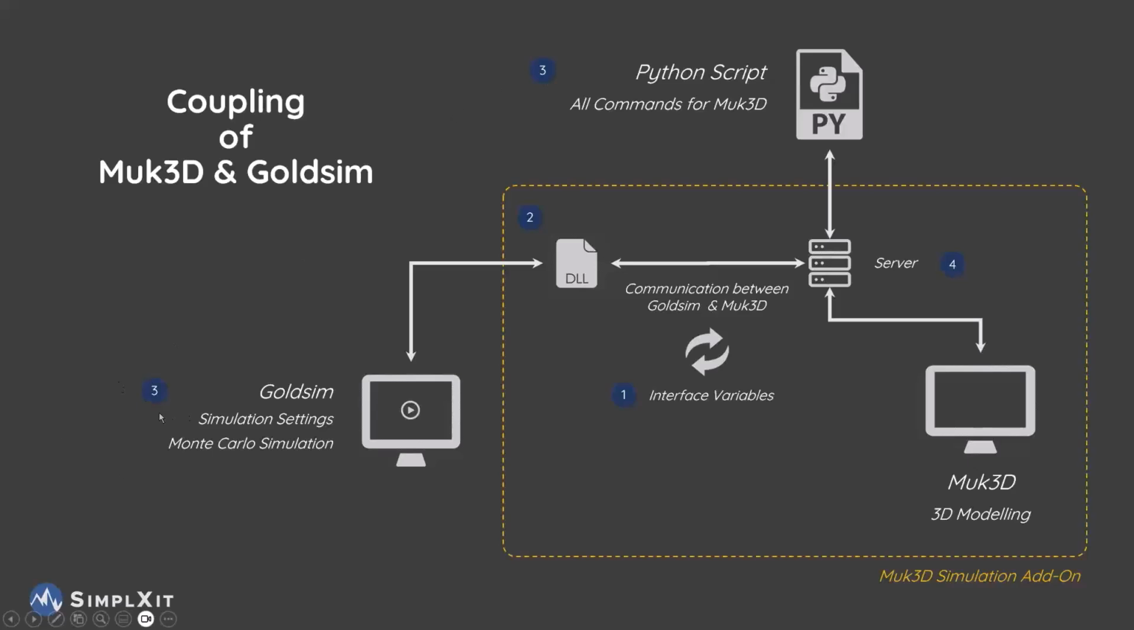In terms of models, there are two. The first one is GoldSim, and the second one is a script inside of Muk3D, and the script has all the various commands that need to be run within Muk3D according to the variables that you get from GoldSim. And then finally, there's a server which just allows the communication between these two. Okay, and then finally, you just run it from GoldSim, and then it runs the model.